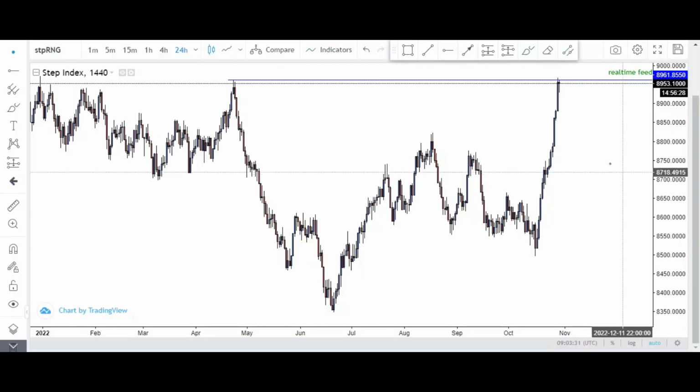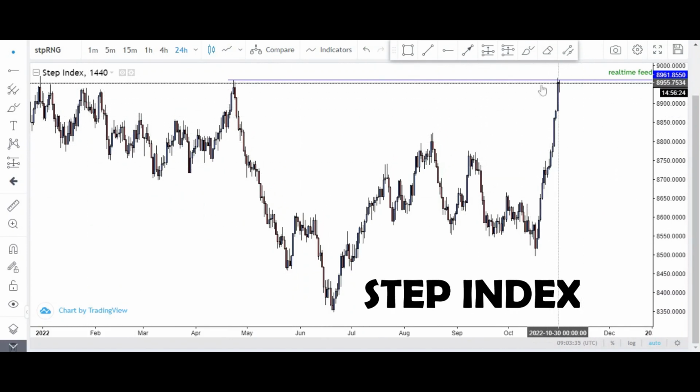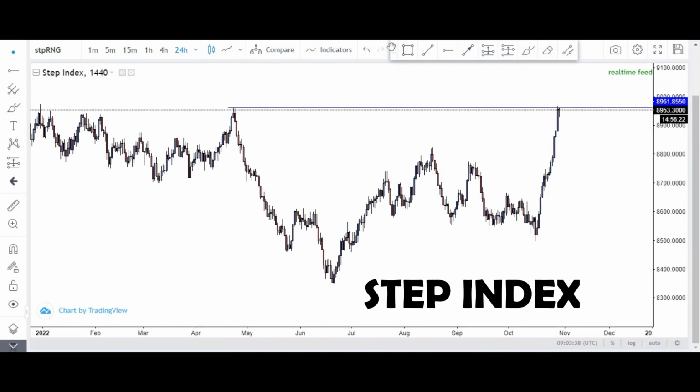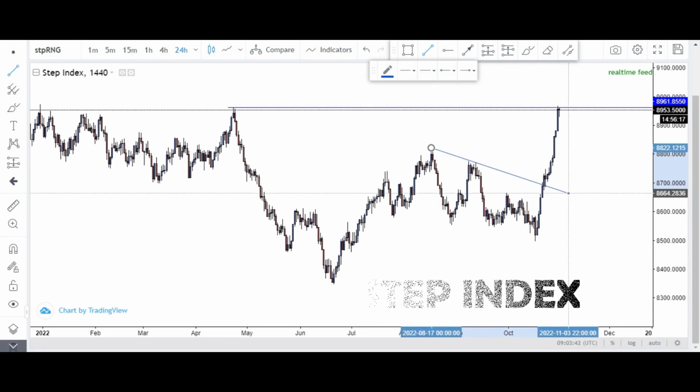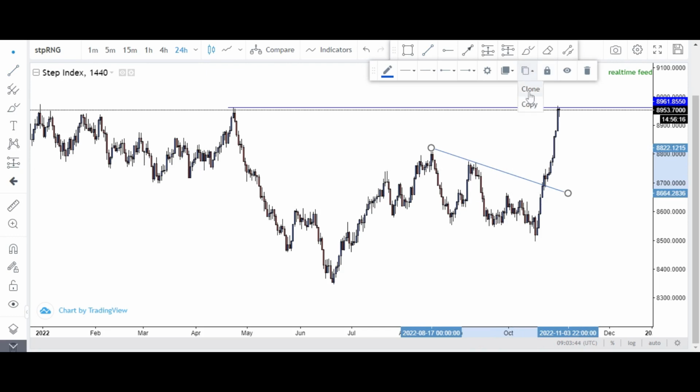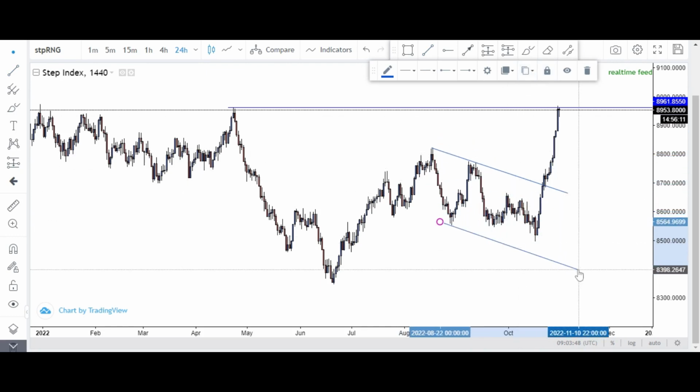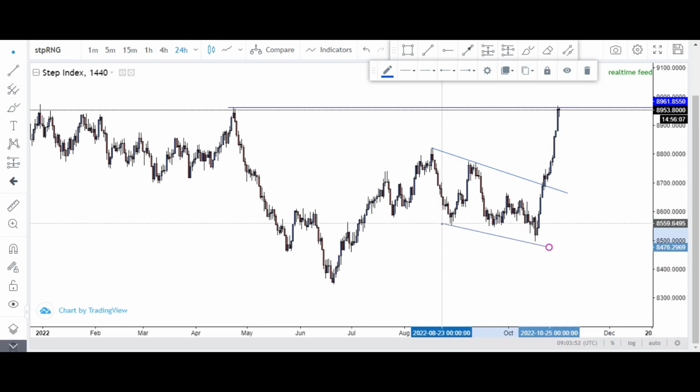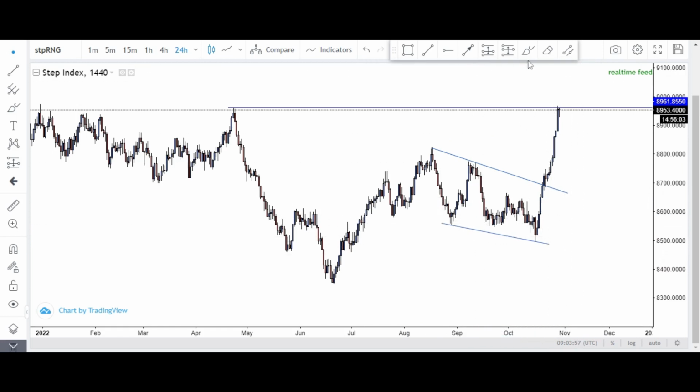All right guys, so we can look quickly at step index, and you can see that we had massive buys to the upside. This is something that I gave out to people in my VIP. I told them that step index was coming, we were looking for long-term buys to the upside, and this was because of this structure that I gave us on the daily time frame.